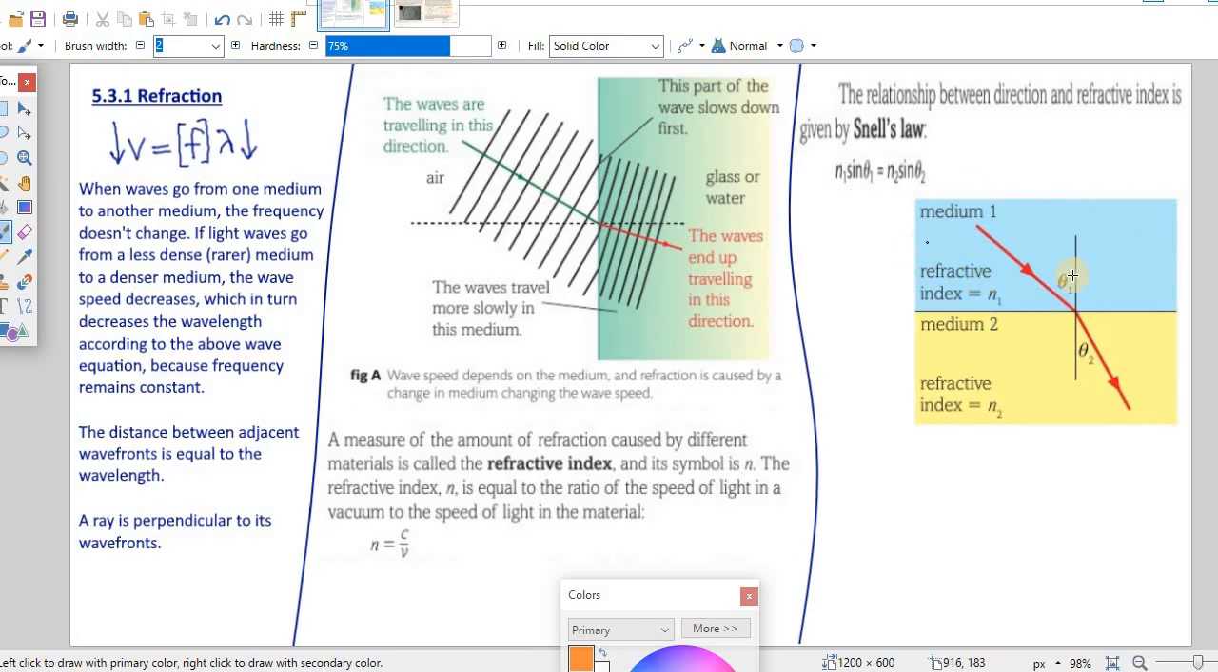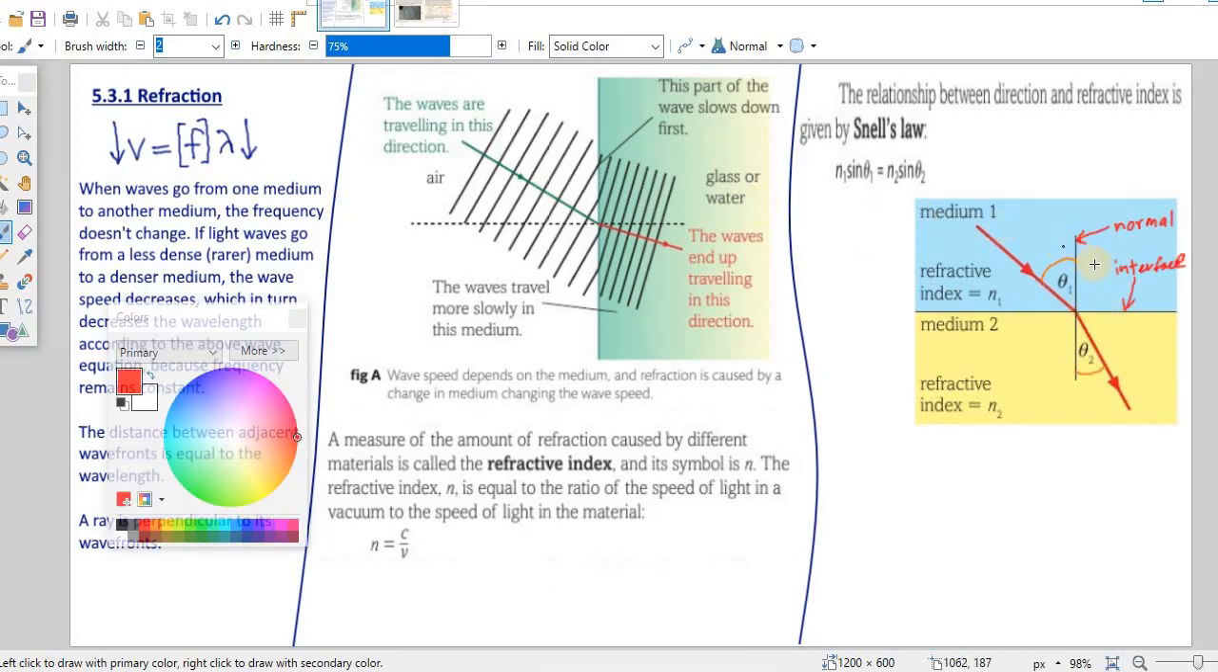Remember, n1 is the refractive index of the first medium, then this angle is theta 1. Okay, so you can see I've added to the diagram. So this is the angle between the ray and the normal, which we call the angle of incidence. I have labeled the normal, I have labeled the interface. Interface is the boundary, also the surface of the medium. The separation between one medium and the other, that is the interface, the separation between the two media, the boundary line.